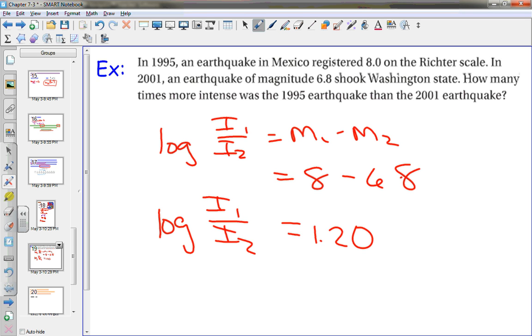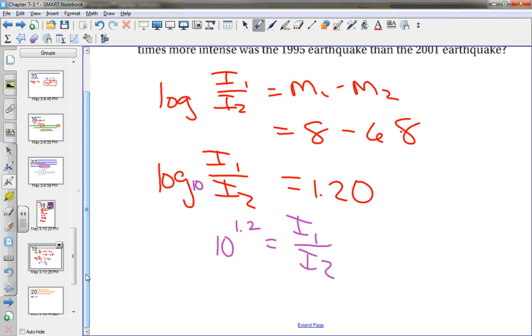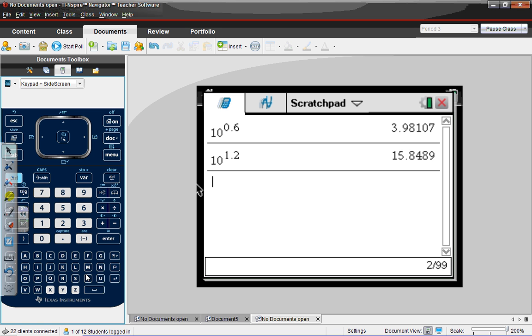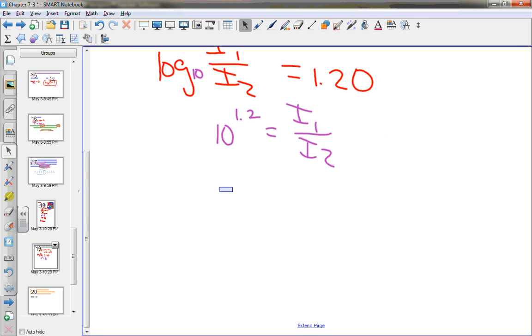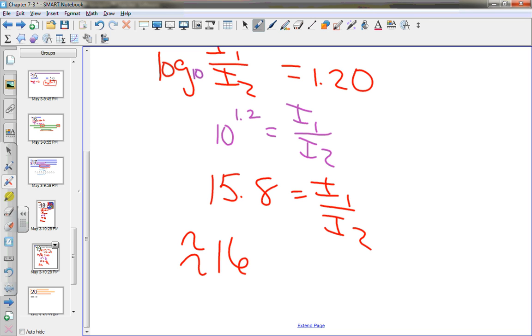Now, how do I get rid of that log? What's the base? The base is understood to be 10. That 10 is there, so I have 10 to the 1.2 is equal to my intensity comparison. So if I go back over here, 10 to the 1.2 is the same thing as 15.8. So how many times larger was this? So this was approximately 16 times greater. Did we see that? Yes or no?